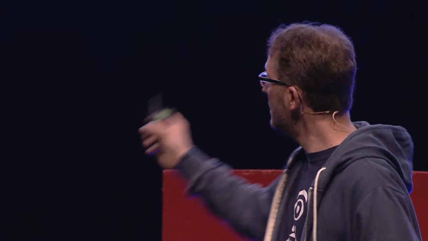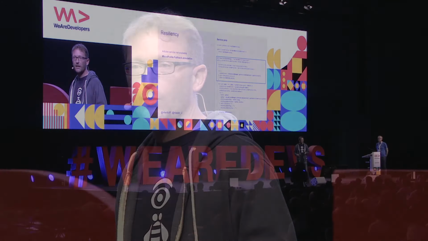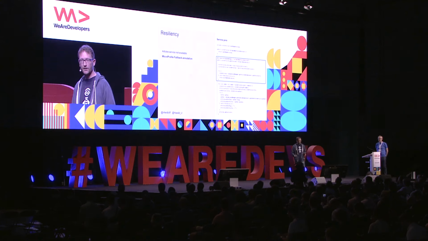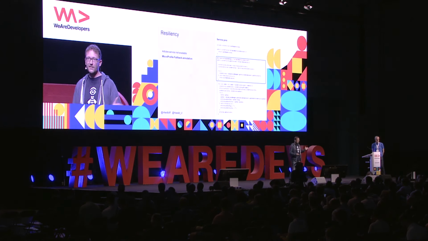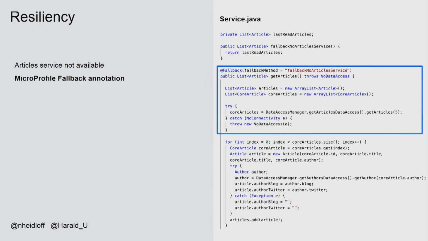The next snippet here shows how to handle the case when the article service is not available. In this case, an exception is thrown and a MicroProfile API functionality is used called @Fallback, so a new Java annotation. And this fallback annotation kicks in when an exception is thrown. In other words, another fallback method is invoked. And in our case, that means that this fallback method simply returns the articles that were read the last time the article service was available. In other words, this information is simply cached.